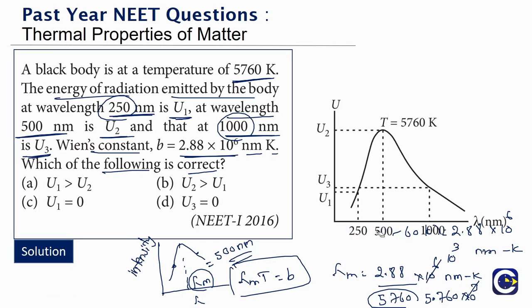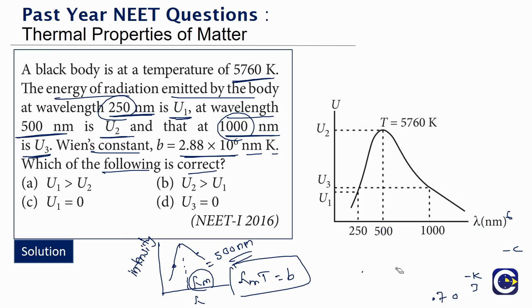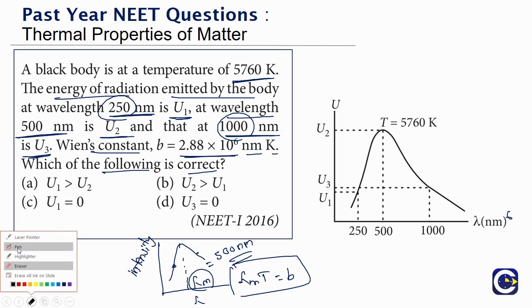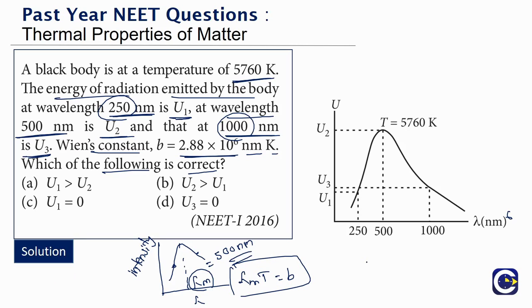So the 500 nanometer will correspond to what? The maximum energy intensity. Among all the possible wavelengths, the spread of energy will be maximum in the case of the 500 nanometer, which means clearly U2 will be more than U1, and U2 will be more than U3. This is what we can say.